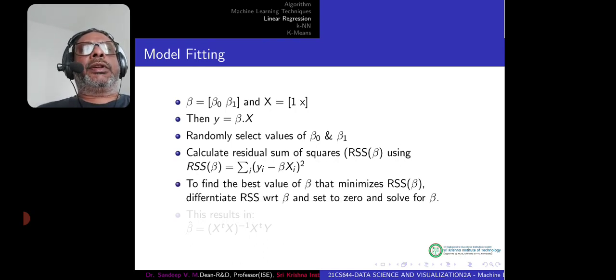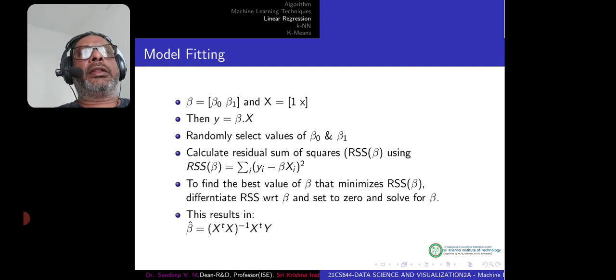The aim is to find the best value of beta that minimizes this residual sum of squares. So we need to differentiate this RSS with respect to beta and set it to 0 and solve for beta, and that will result in the approximated value of beta as the inverse of x transpose x, times x transpose y, where y is a vector of the outputs.